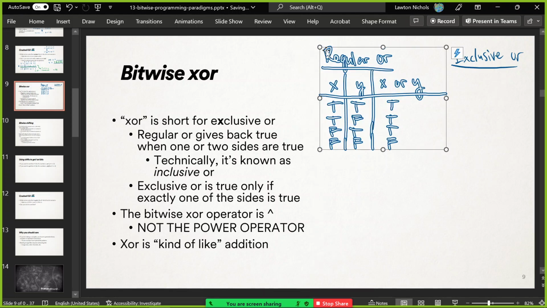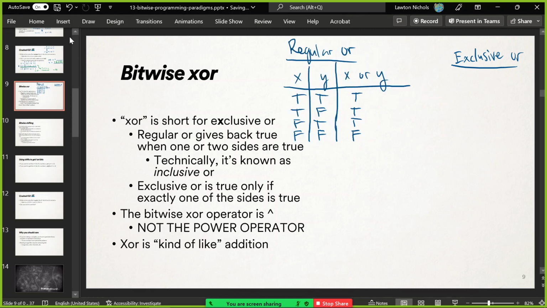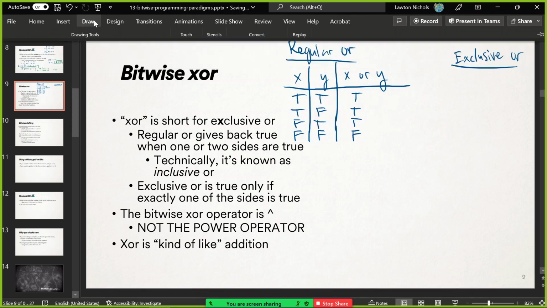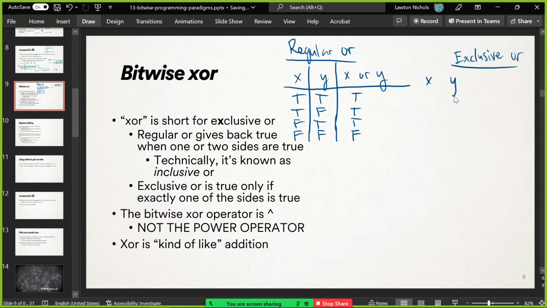Oh, don't want to do that. There you go. Exclusive OR. You give two numbers, X and Y, and you do XOR on them. X ORed with Y. Exclusive ORed with Y.